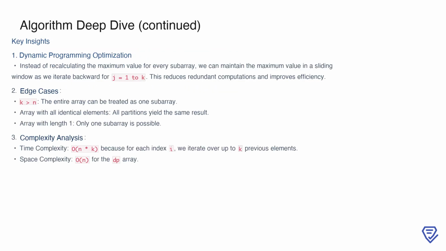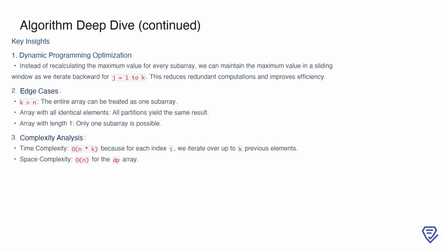There are a few key insights that optimize our approach. First, we can significantly reduce redundant calculations by maintaining the maximum value in a sliding window as we iterate backward for j equals 1 to k. This dynamic approach avoids recalculating the maximum for overlapping subarrays.